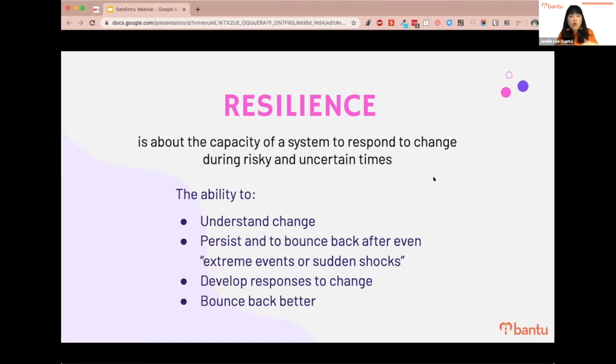Something we hold very closely as a team is how we can understand the change that is happening and remain adaptable. More than just understanding the change, how can you persist, continue and bounce back, even after such extreme events or sudden shocks, which in this case refers to the COVID situation, and how can you develop responses to change such that you become an even better version of yourself and the organization through such major changes.